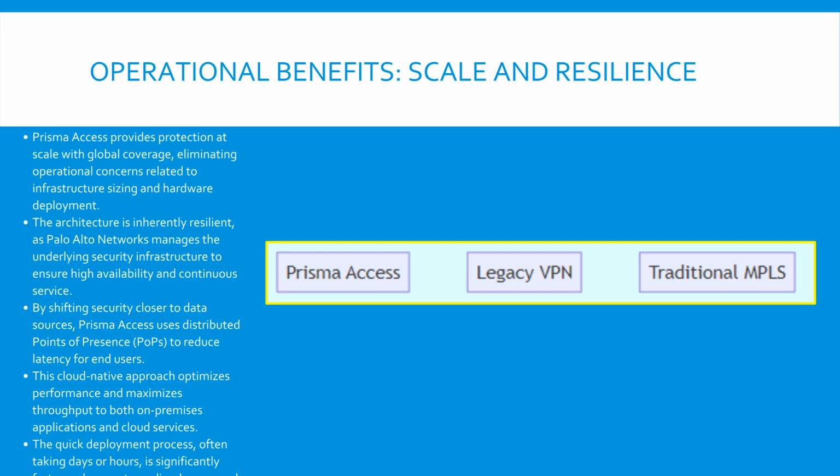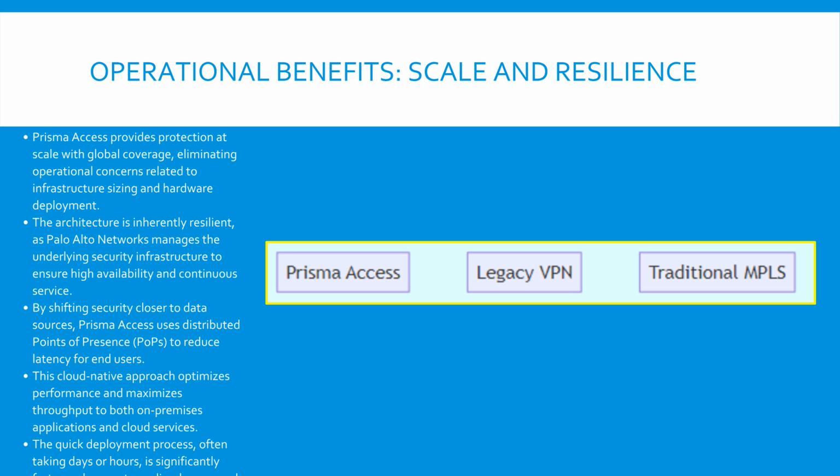By distributing security functions across many global points of presence, or POPs, Prisma Access places security enforcement closer to the user, which dramatically helps reduce latency. This strategy optimizes performance and increases throughput, which is vital for modern cloud services and distributed workforces. Furthermore, deployment itself is fast and streamlined, often taking hours or days, unlike traditional complex network setup processes. This speed to security is a key advantage of the cloud-native SASE architecture.